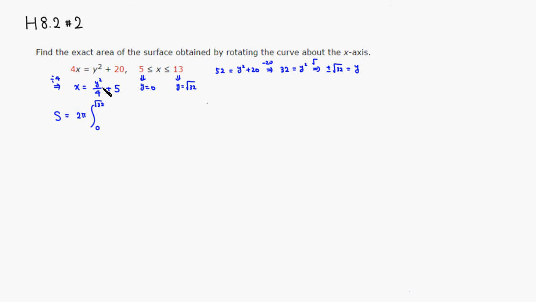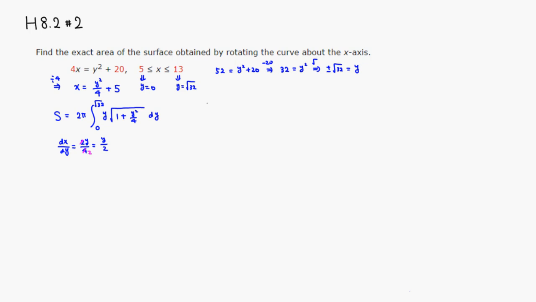Since it's a rotation about the x-axis, the radius is going to be the y value, so I'm going to put y here. Then the arc length formula: square root of 1 plus the derivative of x with respect to y squared. The derivative is 2y over 4, and the derivative of 5 is 0, so it's just y over 2, because you can cancel 2 and 4. If you square that, you get y squared over 4. Then you have a dy.